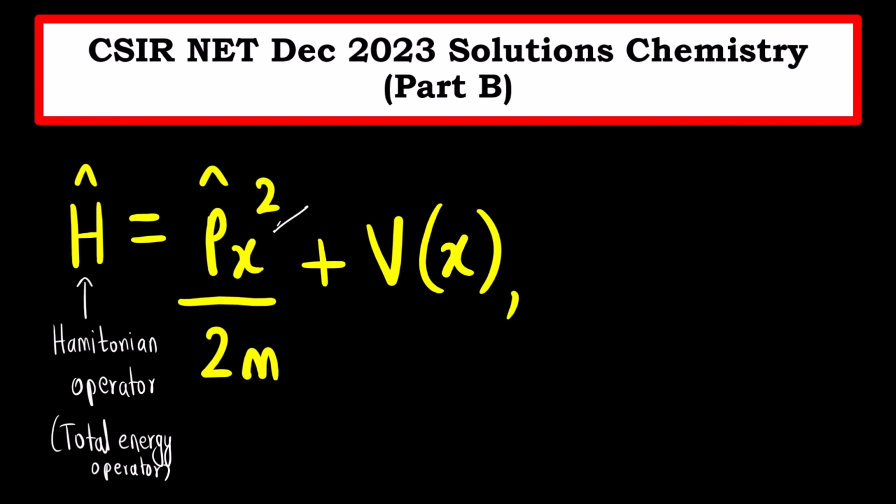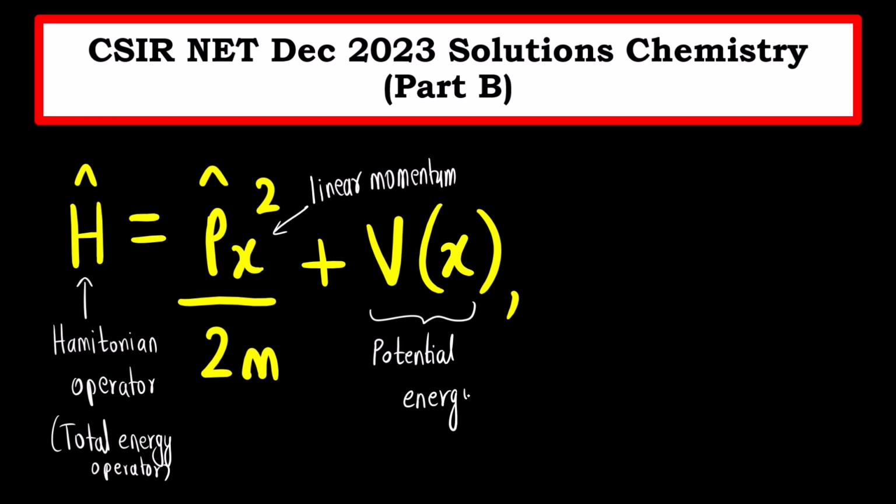Now what is Px? P is momentum. Linear momentum, the operator for momentum. How do you get this P square by 2m? Total energy is kinetic energy plus potential energy. So this is the potential energy Vx, and this is the kinetic energy.